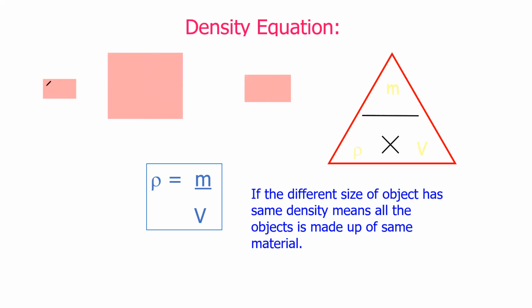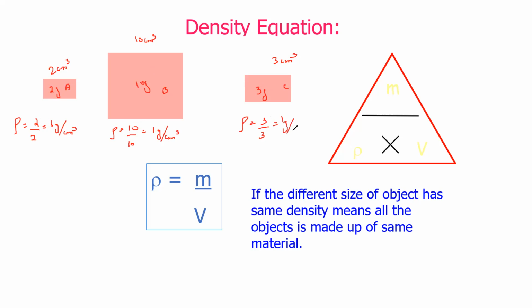and this is 2 gram and the volume is 2 centimeter cube. This is 10 gram and the volume is 10 centimeter cube. This is 3 gram and the volume is 3 centimeter cube. So when I find the density of these objects, object A, B and C, density is mass present in a unit volume. The mass is 2 and the volume is also 2. So the density of object A is 1 gram per centimeter cube. The density of object B, the mass is 10, the volume is also 10. So it will be 1 gram per centimeter cube. And for C, the mass is 3 and the volume is 3. So I will get 1 gram per centimeter cube.